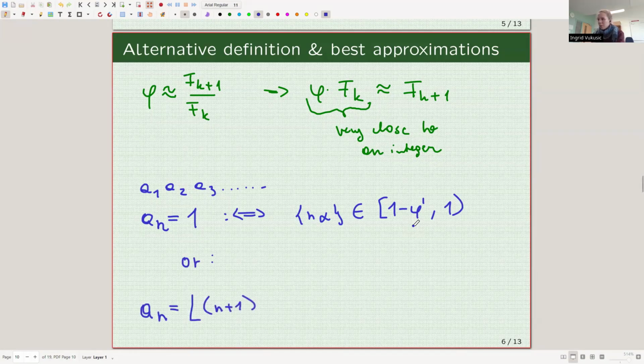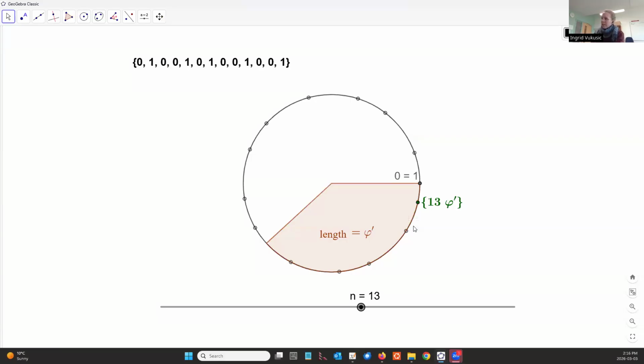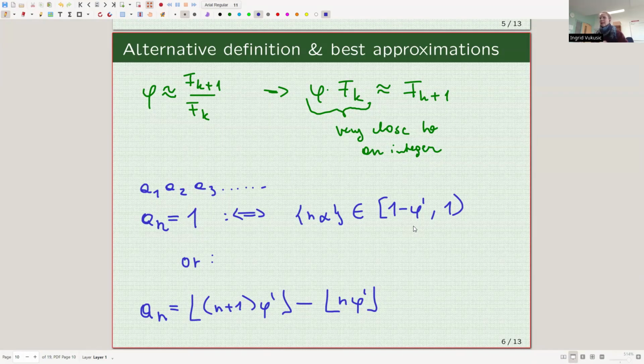Okay, and one more way to write this down is simply a_n equals the floor of (n plus 1) phi prime minus floor of n phi prime, because either these two floors are the same, then we get 0, or as we go from n to n plus 1, we hop over the integer point and we get 1. And this is exactly what we want, because being in the red area means that after that, we're going to hop over the integer point. That's exactly the definition. Okay, and now this is handy because we can just use this to compute things directly.